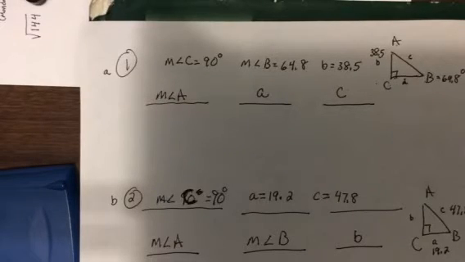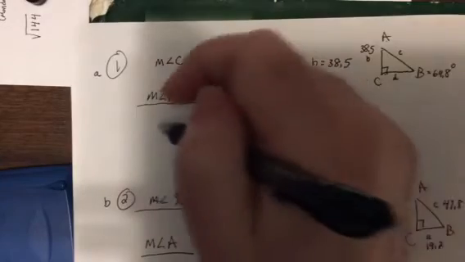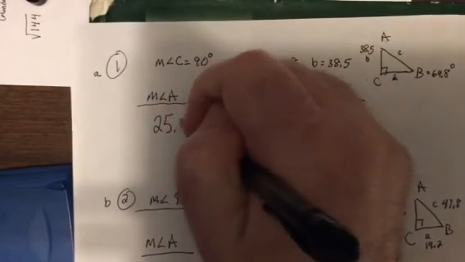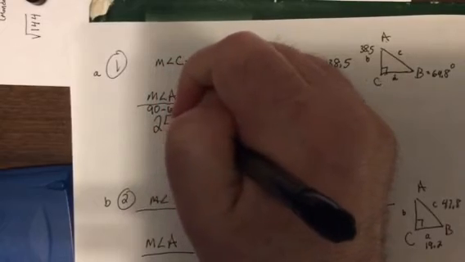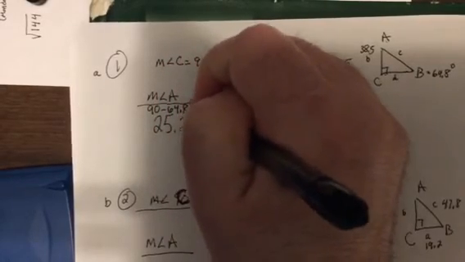Different calculator. Let's see if it works. 90 minus 64.8 equals 25.2. Hoo-hoo, that was fun. Now on a test, actually go 90 minus 64.8. I'd appreciate it.